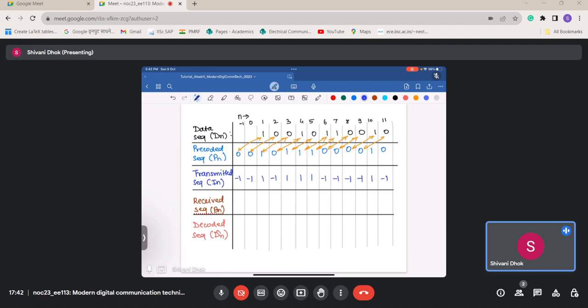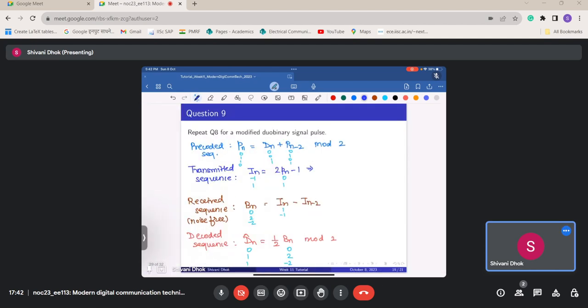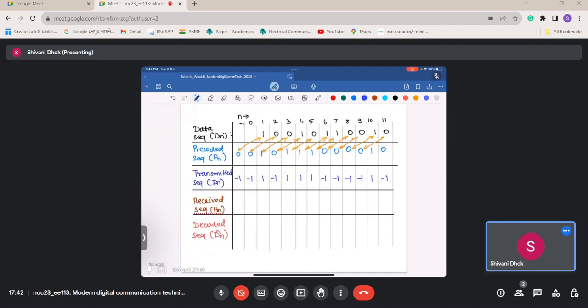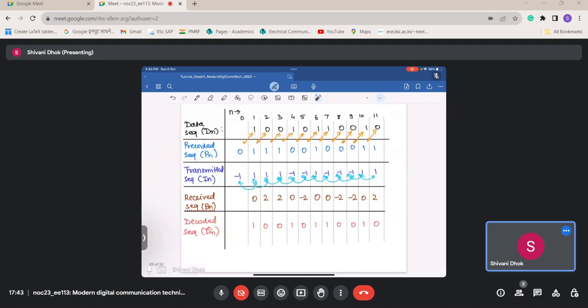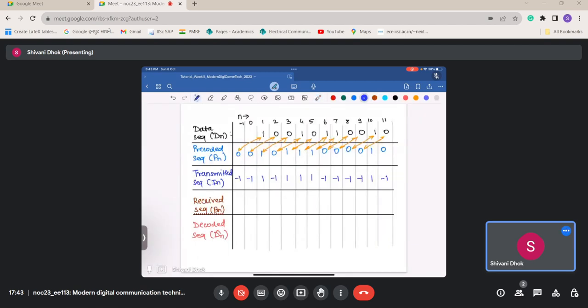Okay, so now we need to get your received sequence, and your received sequence is given by this decoded sequence. Your received sequence is given as IN minus IN-2. So basically you need to subtract IN minus 2 from your IN. So it will be something like this: 1 minus of -1. Similarly, -1 minus of -1, like this. Okay, so let us try to do that.